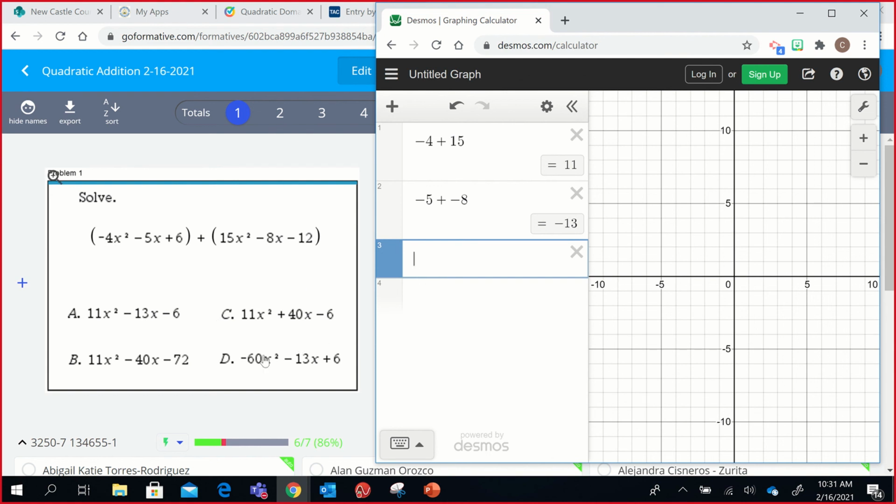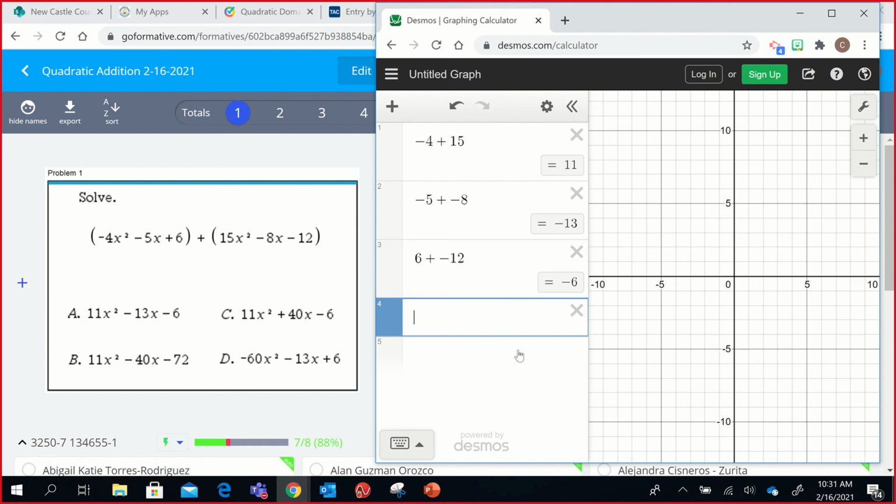It's looking like A automatically because it gets rid of these two. But just in case, I'm going to do the C level. So I got 6 plus -12. And I get -6. So the answer turns out to be A. But this is what I want you doing to check your work. It's like you have a calculator. You should not make calculation errors.